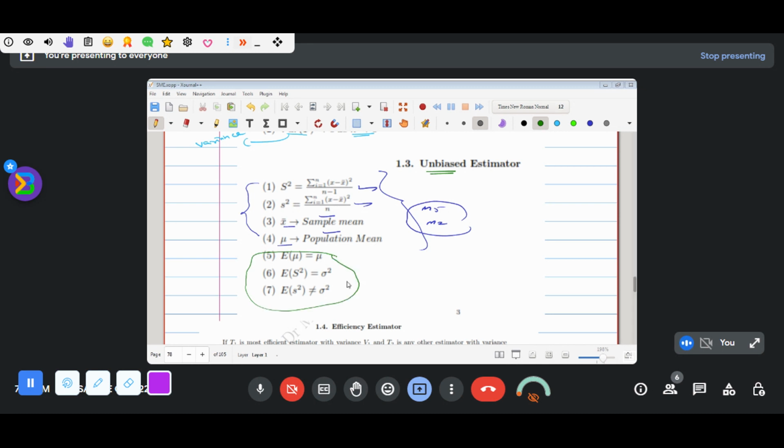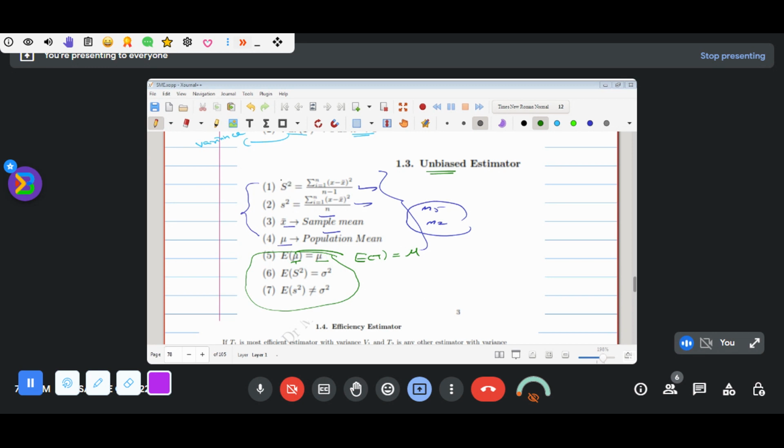So what is the condition? The expected value of the population mean is equal to the population mean. Otherwise, the expected value of the corresponding estimator, E of t, is equal to mu. This is the first condition.